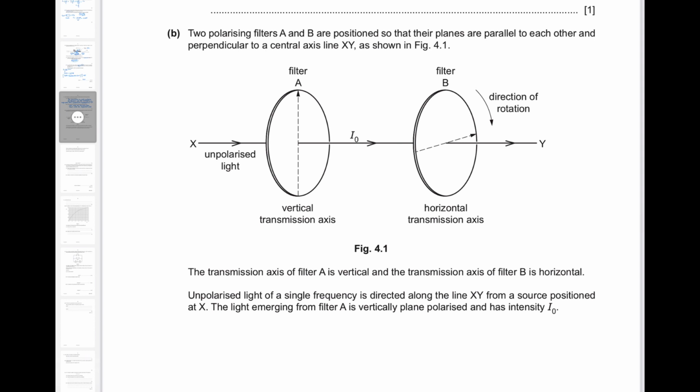B. The two polarizing filters A and B are positioned so that their planes are parallel to each other and perpendicular to their central axis xy, as shown in figure 4.1. The transmission axis of filter A is vertical and the transmission axis of filter B is horizontal. Unpolarized light of a single frequency is directed along the line xy from a source positioned at x. The light emerging from filter A is vertically plane polarized and has intensity I0.